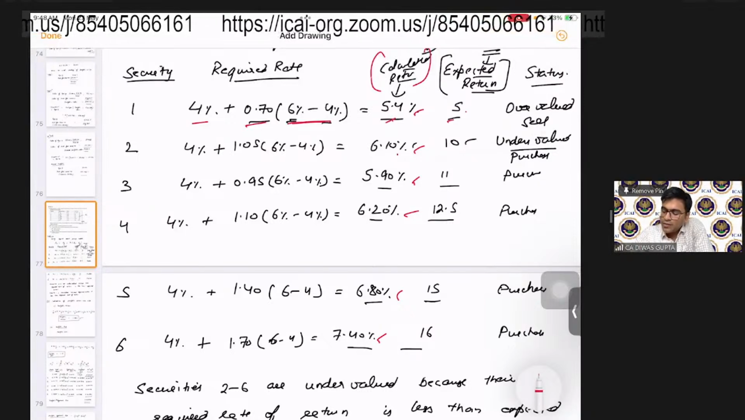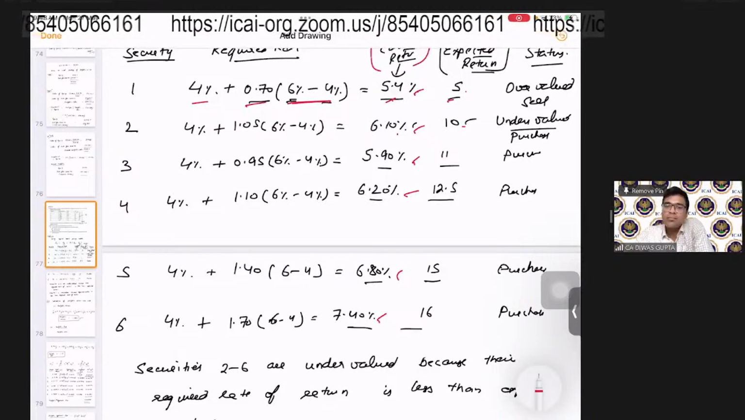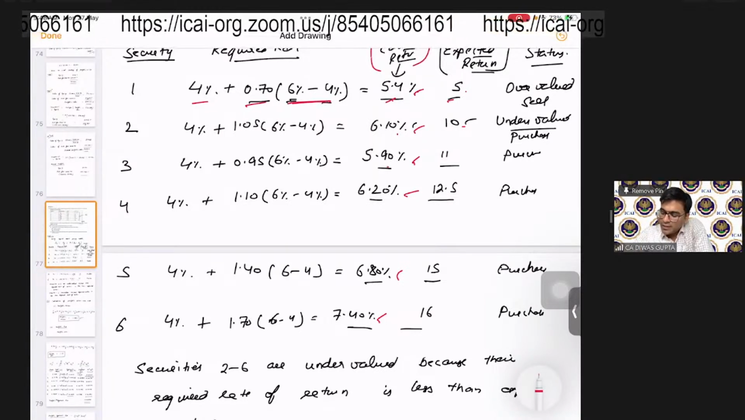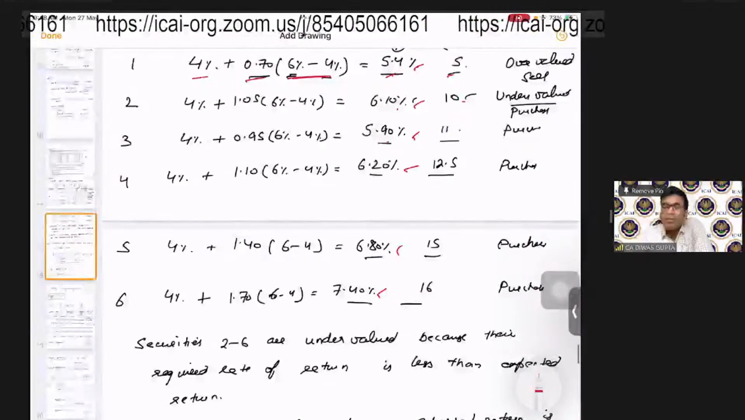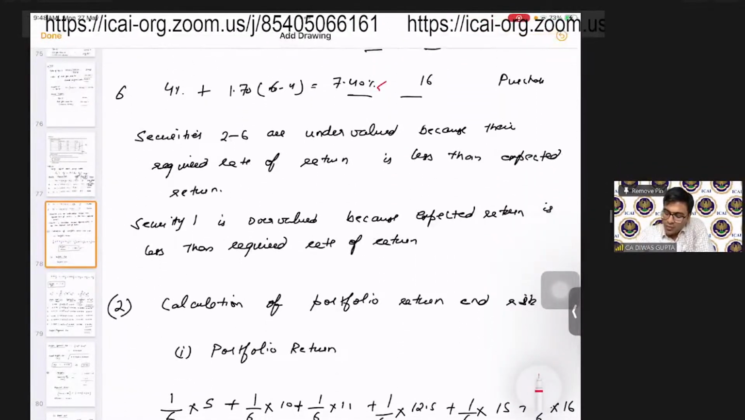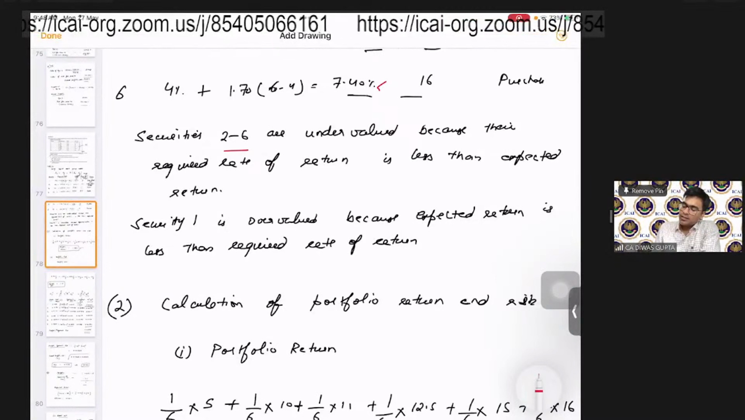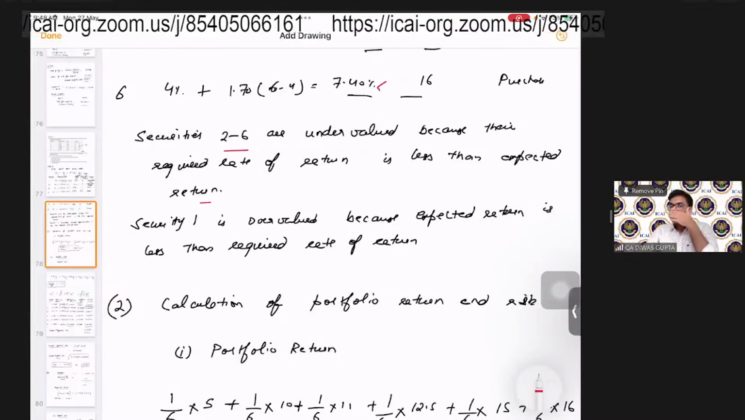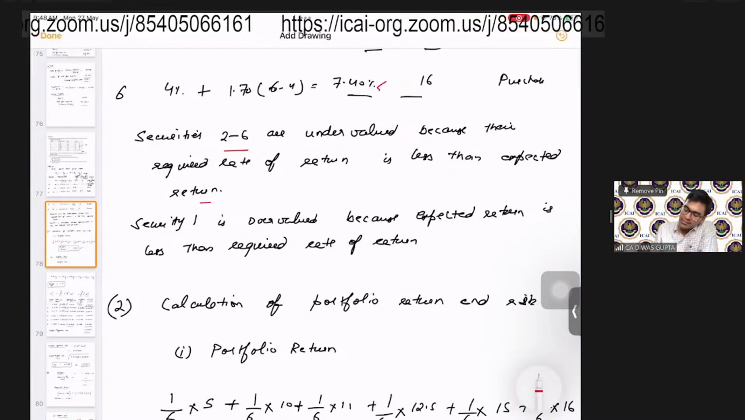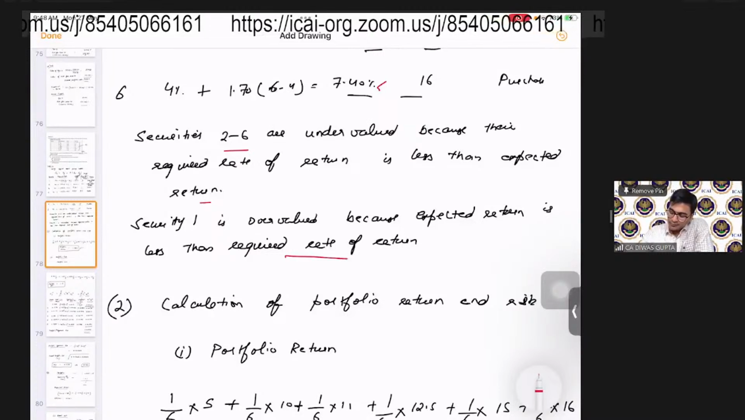Herein my expectation was 6.10, but I'm getting 10. So it's really undervalued, right? Similarly, here my expectation was 5.9, I'm getting 11. I should purchase it. So these are the analogies we can draw. Securities 2 to 6 are undervalued because their required rate of return is lesser than the expected return. Security 1 is overvalued because expected return is less than the required rate of return, which is true.